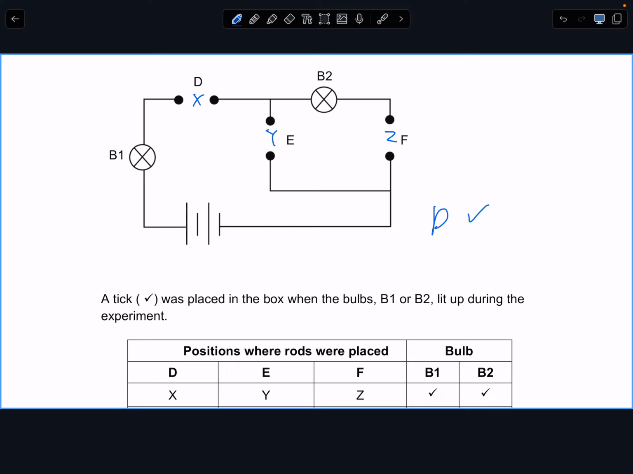Then after that, let's look at Y and Z. I'm not so sure, but one of them is a conductor. Why? Because I can go by this way, my bulb 1 will light up. I can also go by this way, my bulb 2 will light up. So if Y is an insulator and my bulb 2 lights up, my F must be a conductor. If my F is an insulator, what will happen? My bulb 1 will actually be lit up, but my bulb 2 will not be lit up. So this tells me that my F here, my Z, which I put here, is also a conductor.